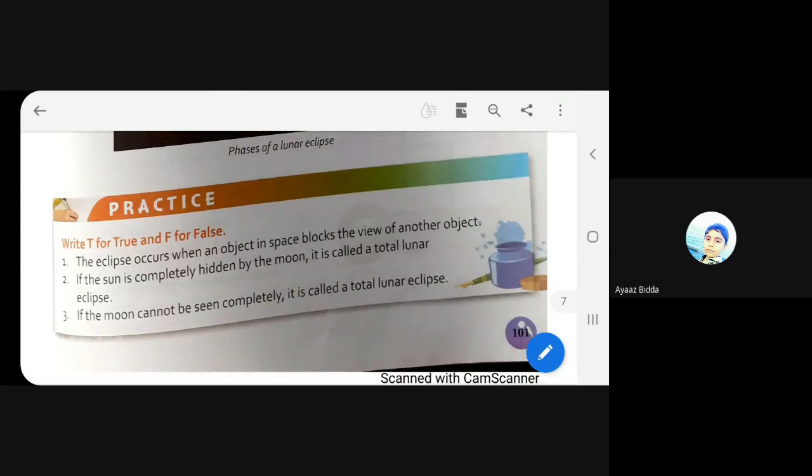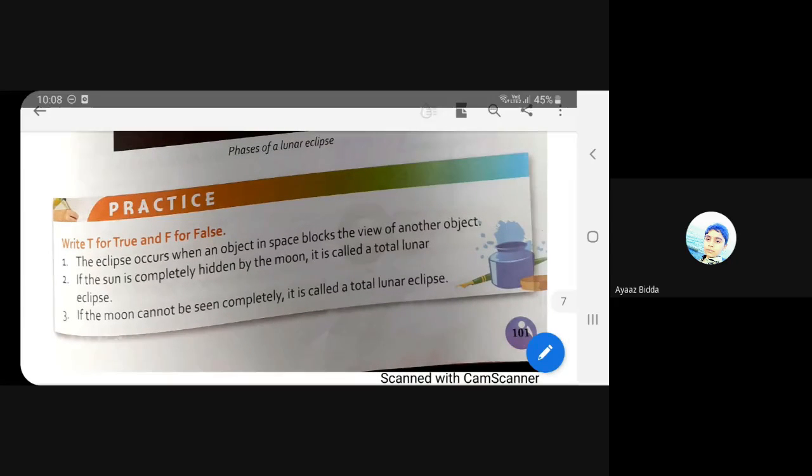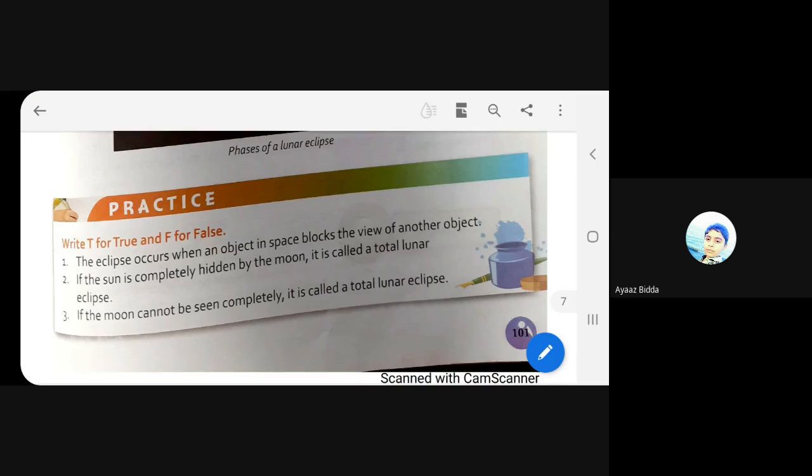Now, true or false: an eclipse occurs when an object in space blocks the view of another object. Is it true? Yes, very nice, it is true. Now, if the sun is completely hidden by the moon, it is called a total lunar eclipse. False. It is a solar eclipse.